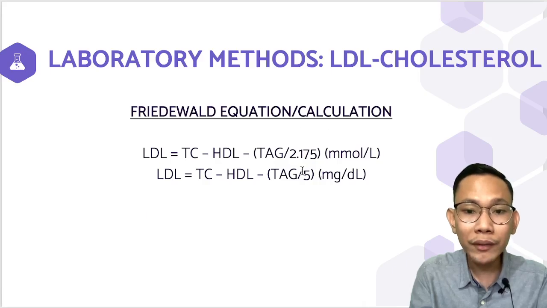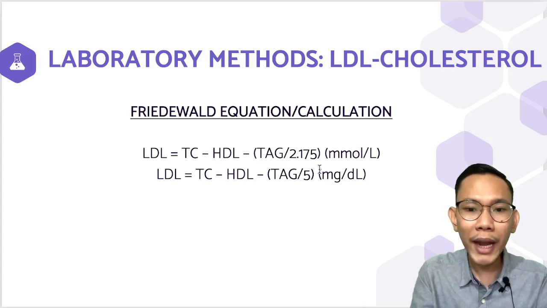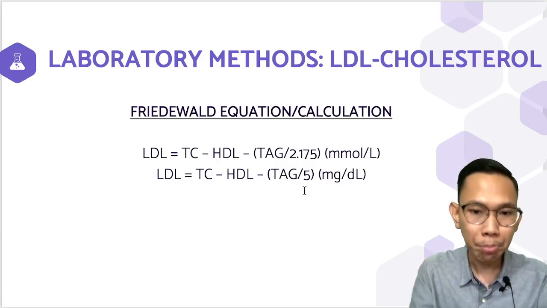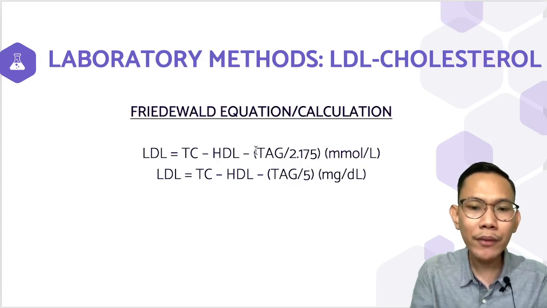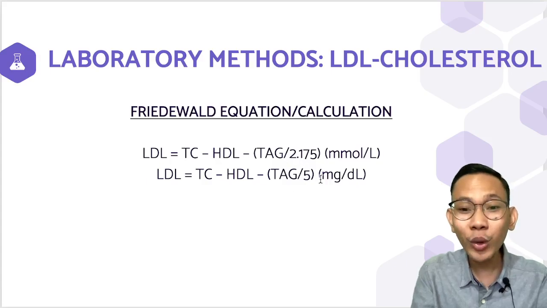Again, you have to divide first before subtracting. Baka usually ang mistakes ng mga student, total cholesterol minus HDL minus triglyceride, then over 2.175. You will get a wrong answer. You have to divide first your triglyceride to your 2.175 or 5 depending kung anong hinihingi. Actually, your triglyceride over 5 or triglyceride over 2.175, this is actually now your VLDL component. Do not be confused. This is actually your VLDL component. So you just basically subtract your total cholesterol minus HDL minus your VLDL component. Ito yung composition ng your VLDL.